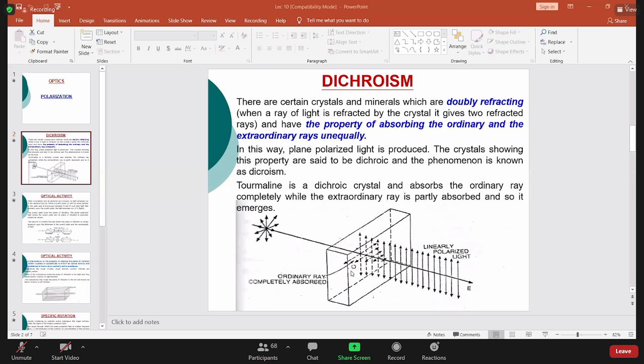In this type of crystal, they have the property of absorbing the ordinary and extraordinary rays unequally. Basically, one portion of the light is reflected because of the construction or property of this type of crystal. Only the light which is parallel to the axis passes through the crystal, so the output we get is polarized light. Polarization means vibration of the light in one direction.